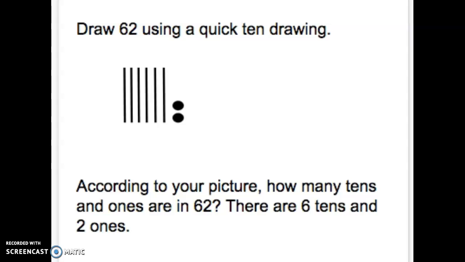Draw 62 using a quick 10 drawing. According to your picture, how many 10s and 1s are in 62? You should have 6 10s, 1, 2, 3, 4, 5, 6, and 2 1s.